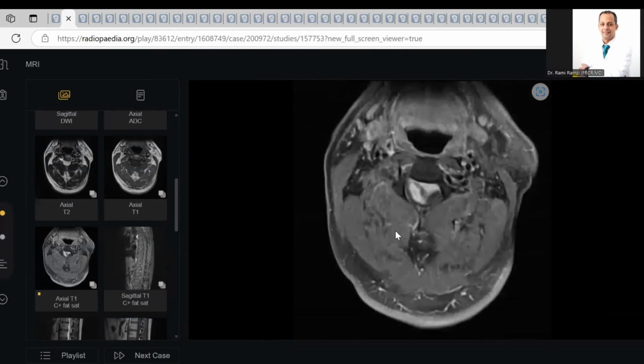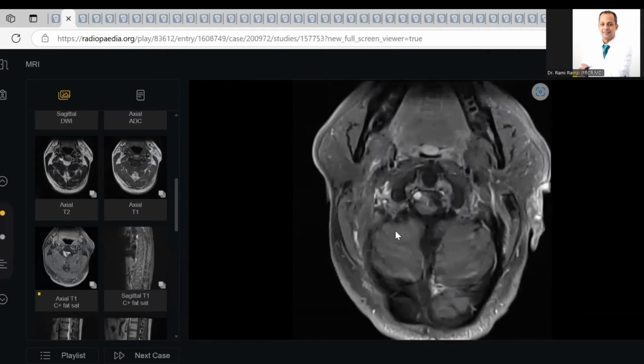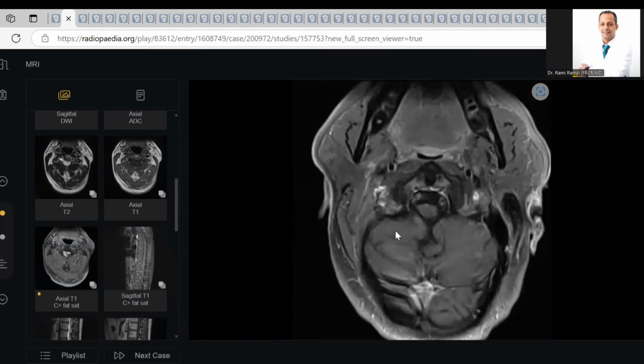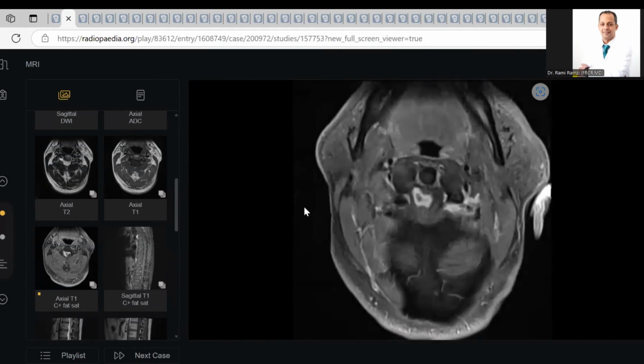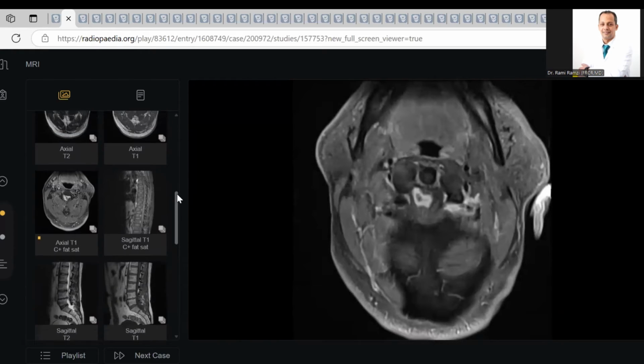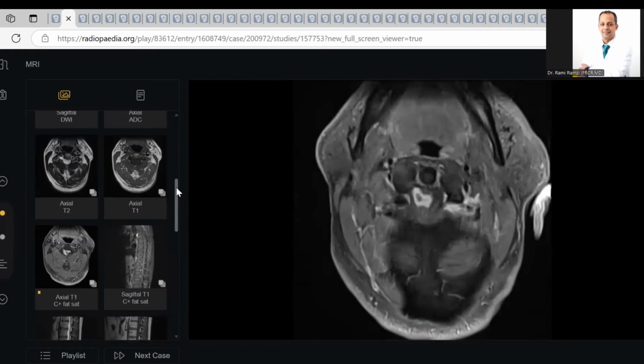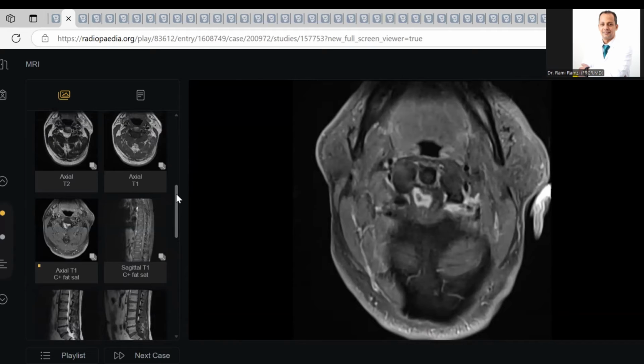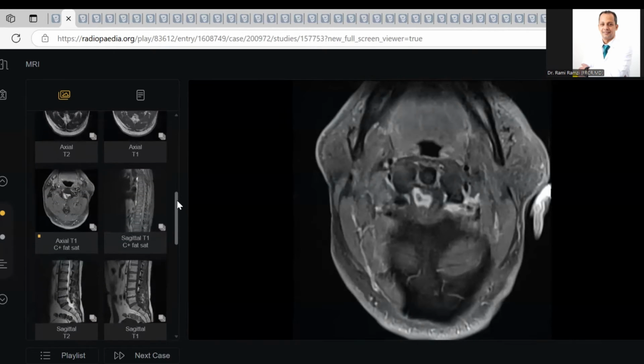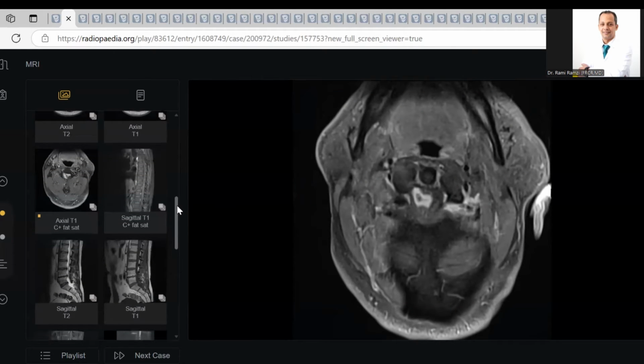So my provisional diagnosis, according to the location, the length, and the enhancement, is ependymoma. A second differential diagnosis is astrocytoma. Ependymoma is the more likely diagnosis owing to the patient age and the lesion characteristics. A less likely diagnosis is metastasis.